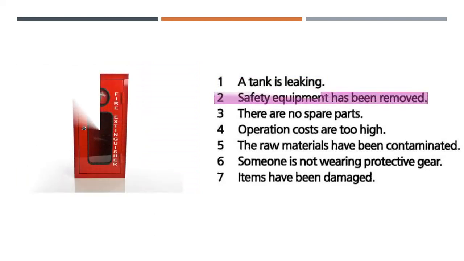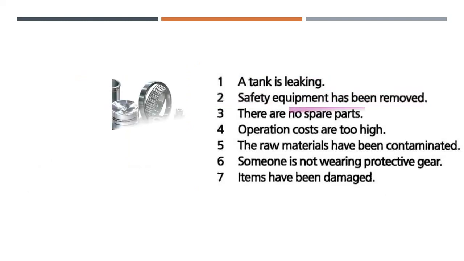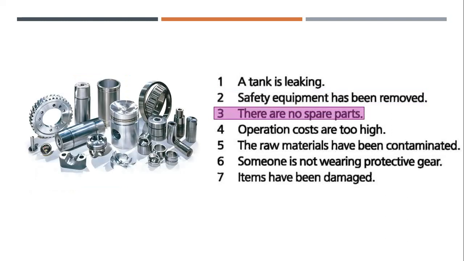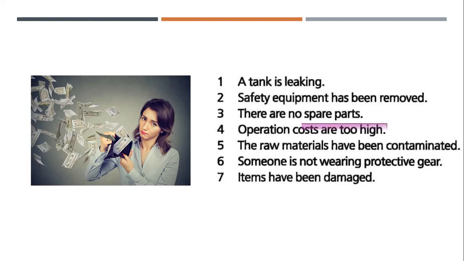Number 2, it says safety equipment has been removed. As you can see in the image, we have the cabinet for a fire extinguisher. But where is the fire extinguisher? Well, it was removed. Number 3, the problem is that there are no spare parts. Spare parts are all those parts that are used for replacing old parts or damaged parts with good parts, or new parts.